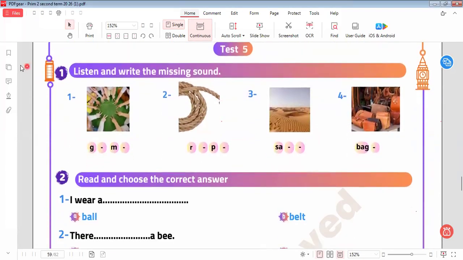Here we say, well, what is here? It will be here game, rock, sand. Here is bags, adding s to bags. Okay, because it is more than one bag. Okay, let's go to another one.